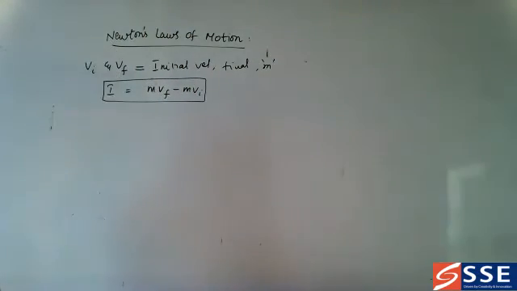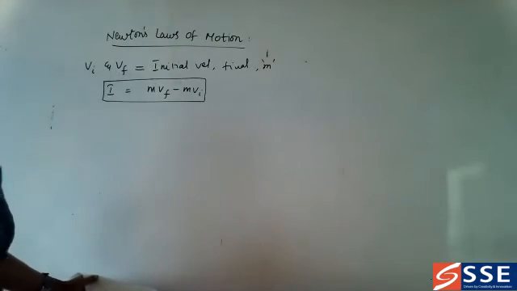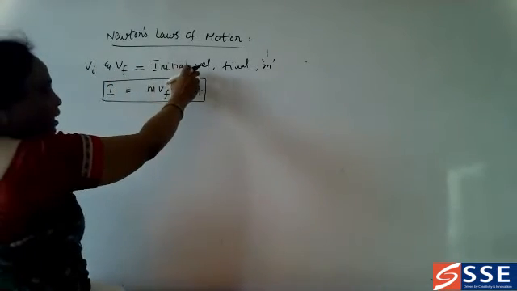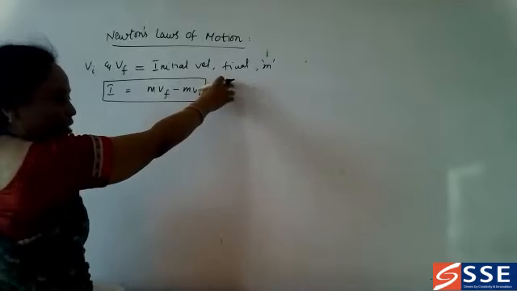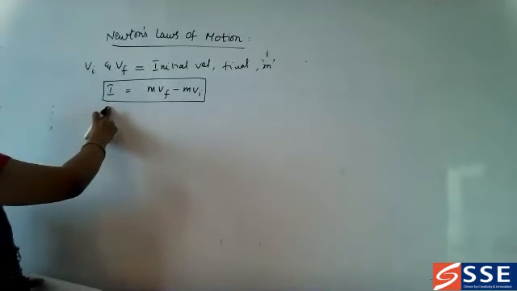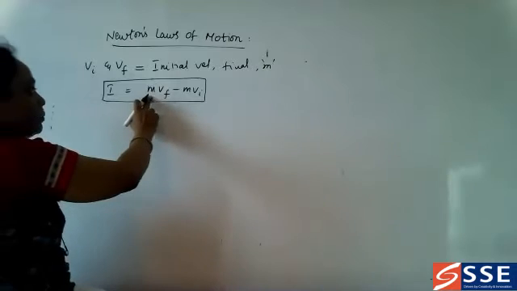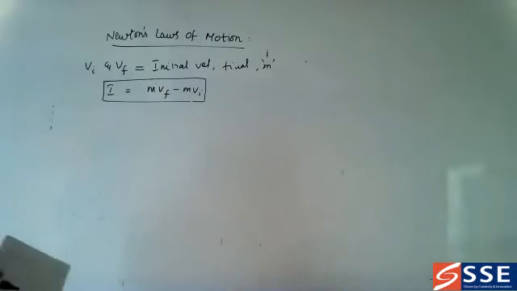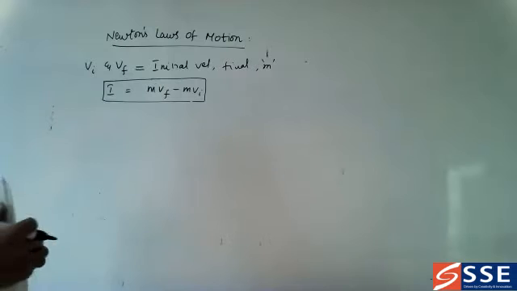Suppose Vi and Vf are the initial and final velocities of an equal mass, then the impulse can be written as m into Vf minus m into Vi. So this is one of the formulae we can use.